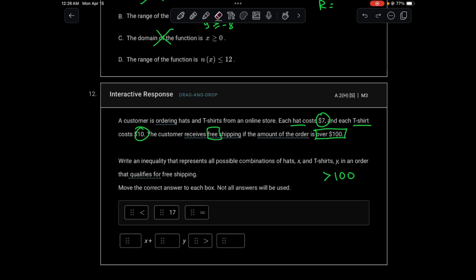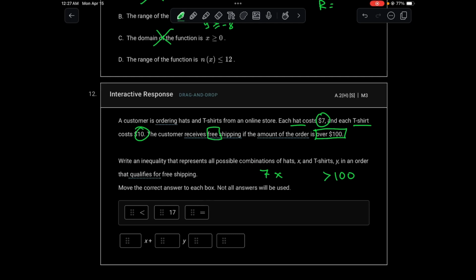Okay, well, let's make it a bit more fair and erase that. So we know it's going to have to be greater than 100, otherwise we're not getting free shipping. Now hats is x, and each hat costs 7, so it's going to be 7x. That's how much you're going to pay if you buy x number of hats.